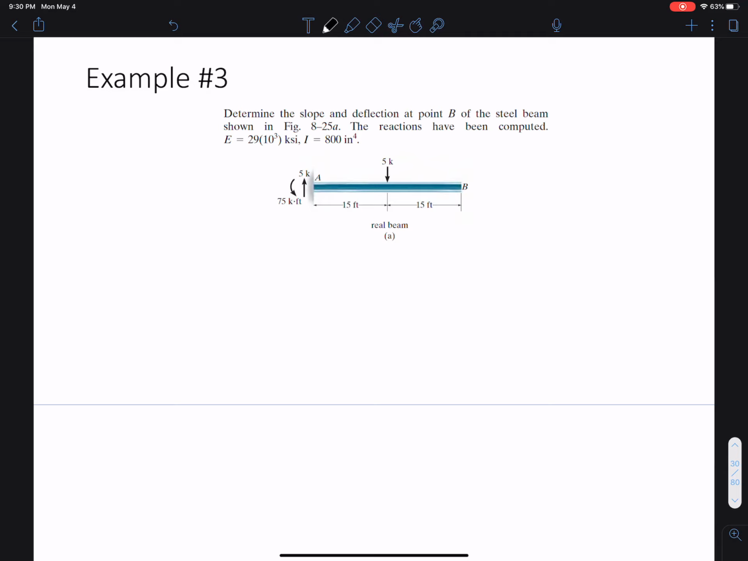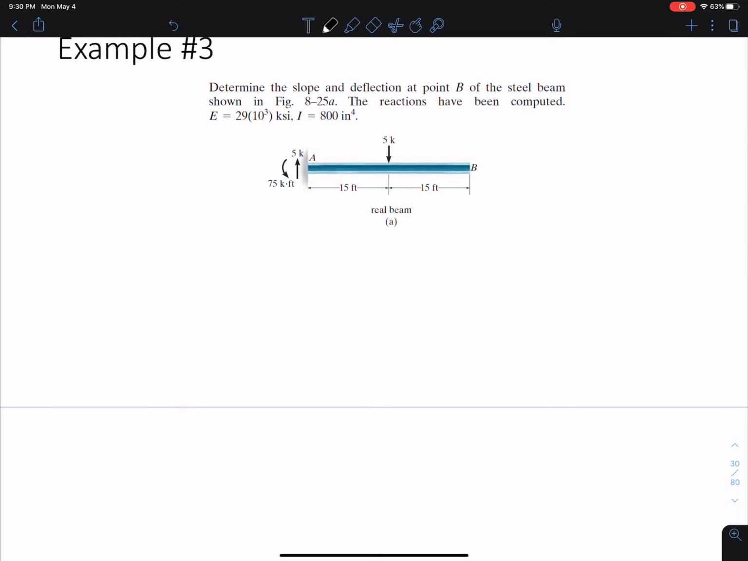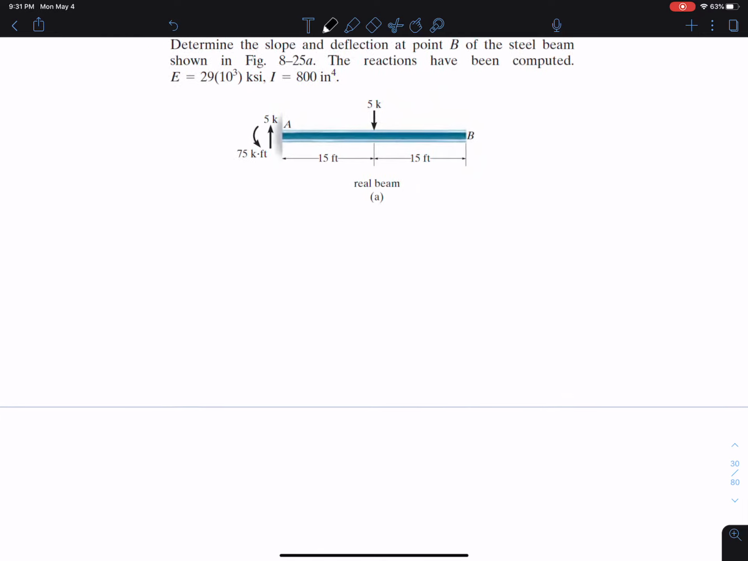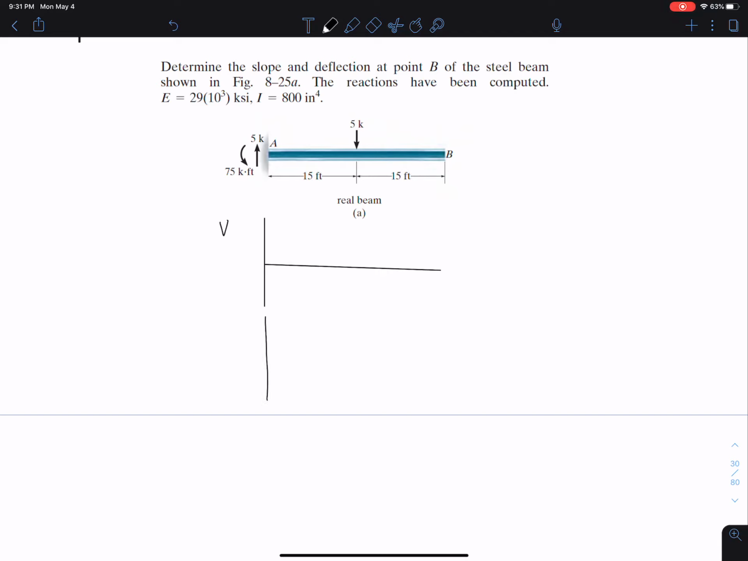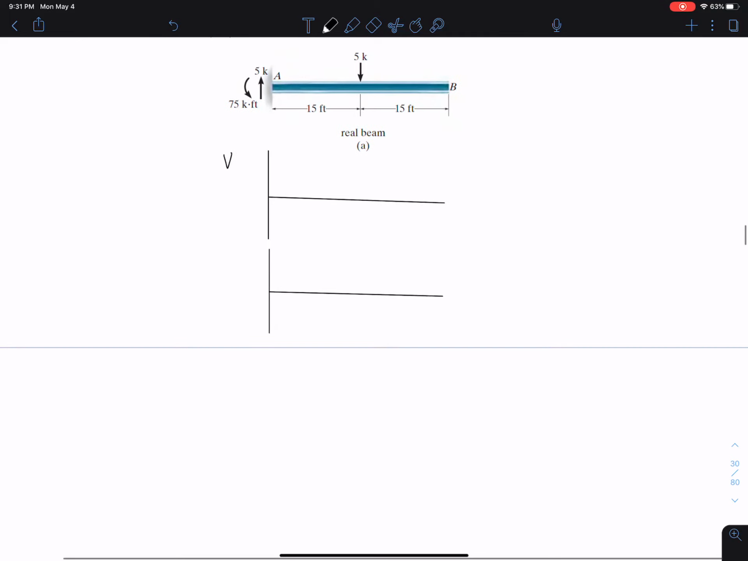Alrighty. So we need to determine the slope and deflection at point B of the steel beam, and the reactions have been computed already for you here: 5 kips going up, 75 kip-foot for the moment, and we have an E and an I value. The first thing you always want to do is draw the shear and moment diagram of your beam. So this is step 1. Shear diagram. And of course, this is super important, our moment diagram.